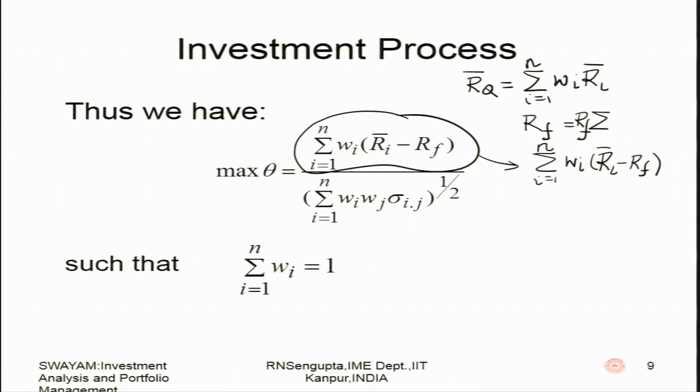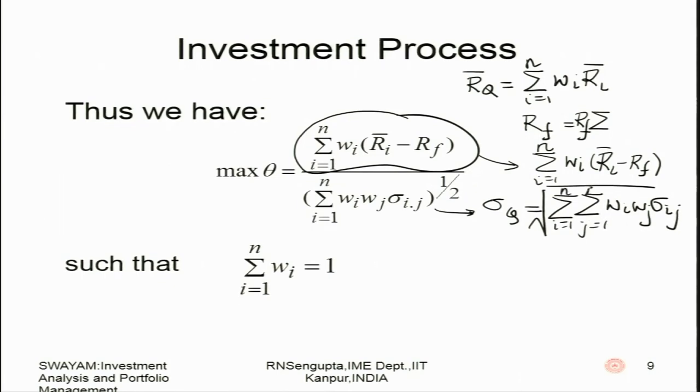So, you find out the difference between RI and RF, multiply with the corresponding weights, and obviously, weights you have to find out when you do the optimization, that goes in the numerator. In the denominator, we know sigma Q is basically the standard deviation of the point Q. So, it is basically the square root of the sum of WI WJ into sigma IJ. Sigma IJ is the covariance existing between the ith and the jth asset. Here I is equal to 1, J is equal to 1 to n. Again, for clarity, n is the number of risky assets.